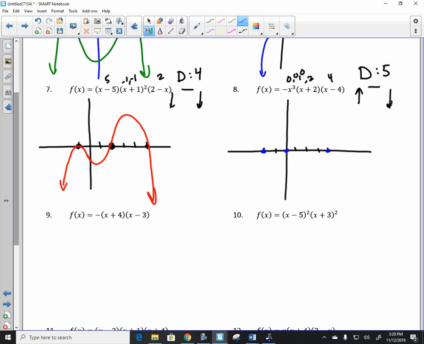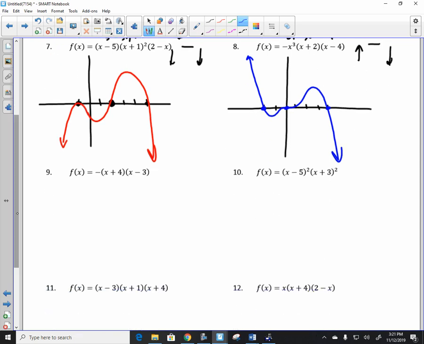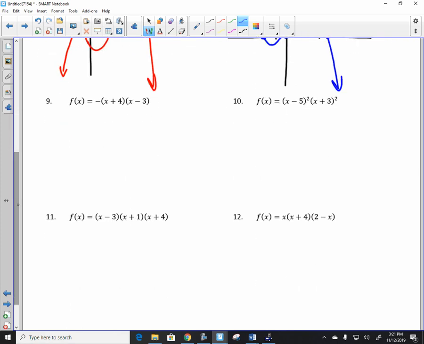Okay, so it's going to start up. It's going to pass through -2. It's got a triple root action at 0. It drops right down after that. All the rest are pretty similar. I am going to try number 10 with you real quick. I'm going to let you work.